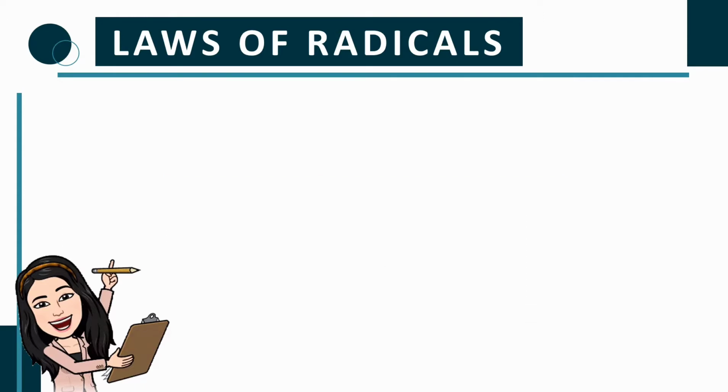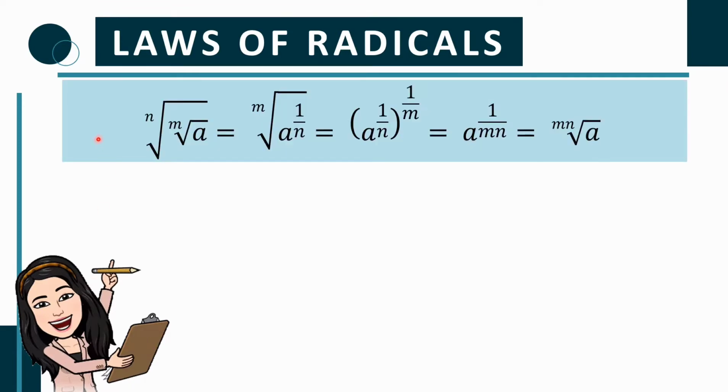Let us proceed to the last law. This states that when nth root of mth root of a, so dito pa lang kita na natin dalawa yung indices natin, or dalawa yung roots. Nth root of mth root of a is equal to mth root of a raised to 1 over n, and that will be a raised to 1 over n to the power of 1 over m. So, power to power siya.